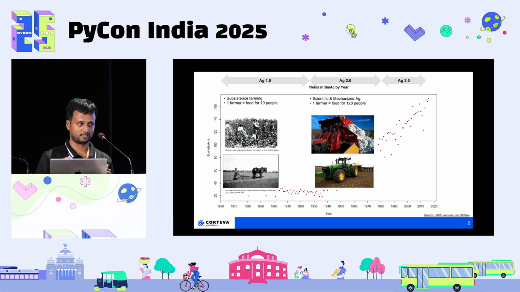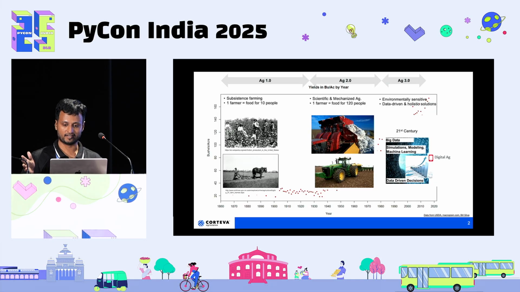So if you look at the post-World War II evolution in mechanization, that has resulted in significant efficiency gains in agriculture. You can see in this graph how much the yield in terms of bushels per acre has improved. And if you look at Ag 3.0, it's all because of compute, data, and simulations, data-driven decisions. But we're actually transitioning from Ag 3 to Ag 4, where AI and gene editing are going to play a big role.